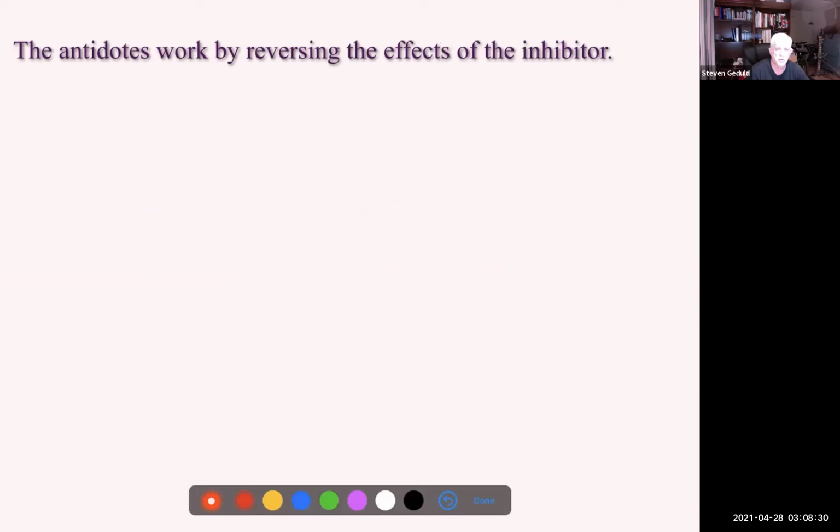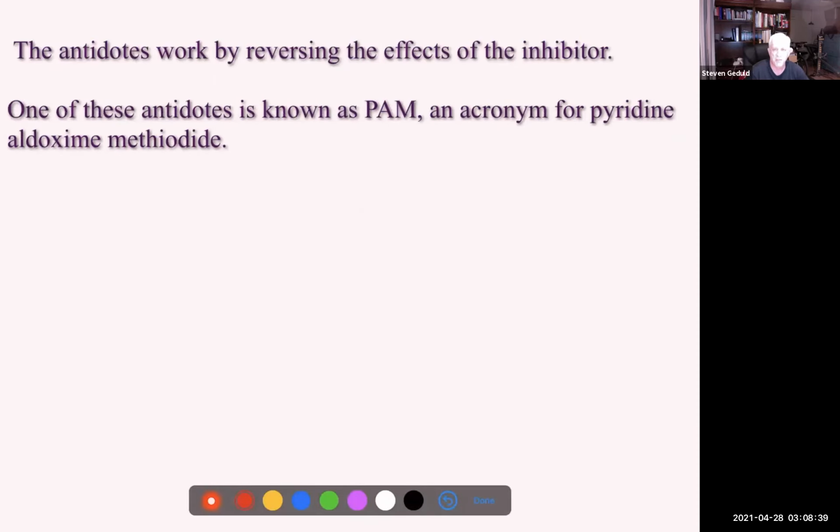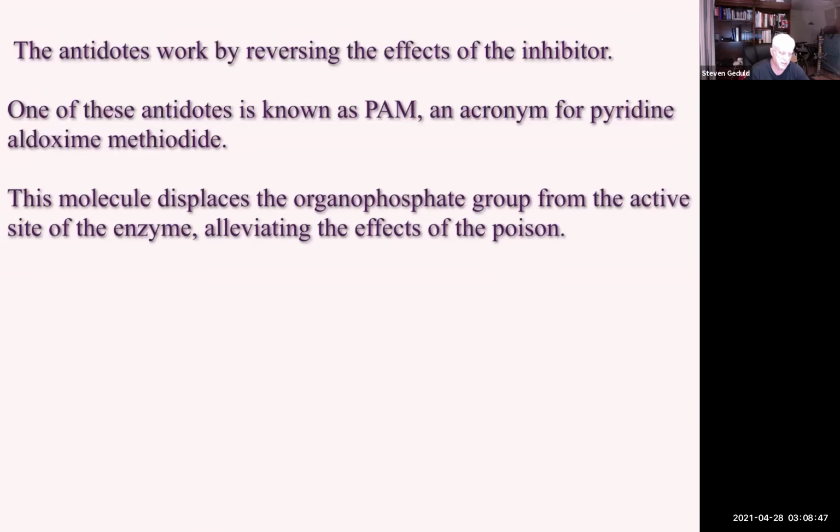Okay, the antidotes work by reversing the effects of the inhibitor. One of these antidotes is known as PAM. It's for pyridine aldoxime methiodide. PAM is an antidote to sarin gas, to the organophosphates. This molecule displaces the organophosphate group from the active site of the enzyme. So the sarin gas covalently binds to the acetylcholinesterase. What PAM does, it binds to that and it unleashes the sarin gas molecule from the acetylcholinesterase, reopening up the active site.